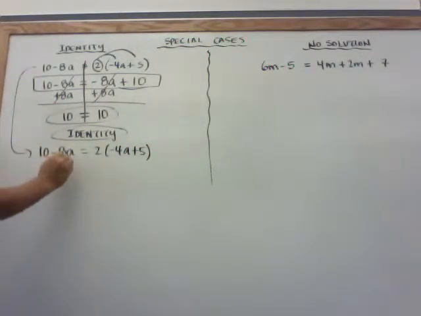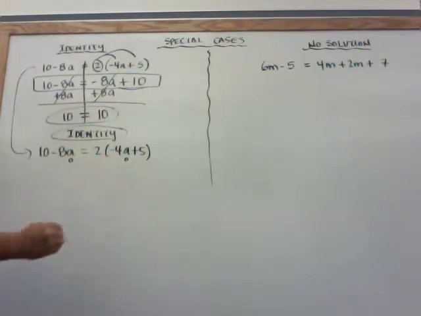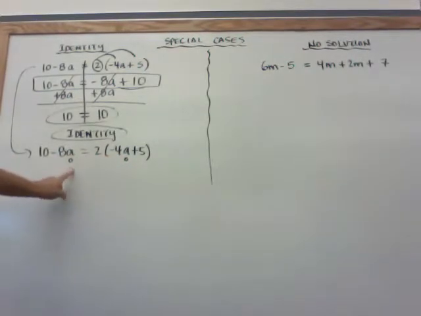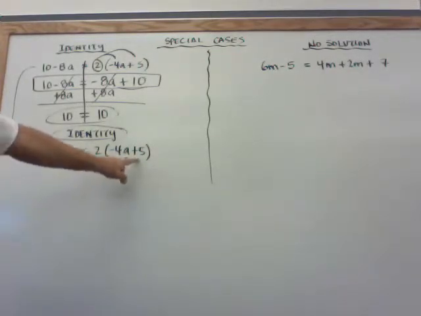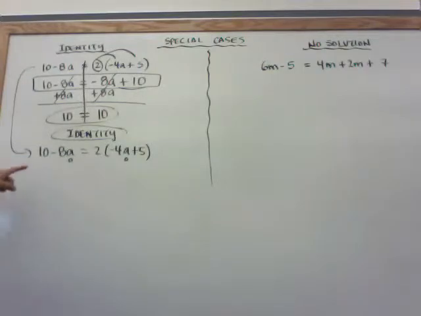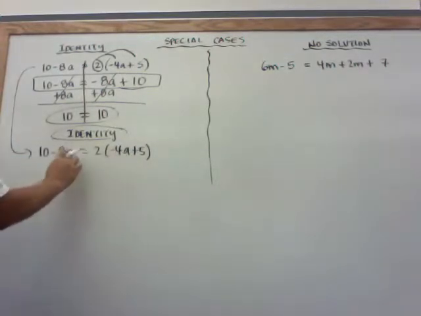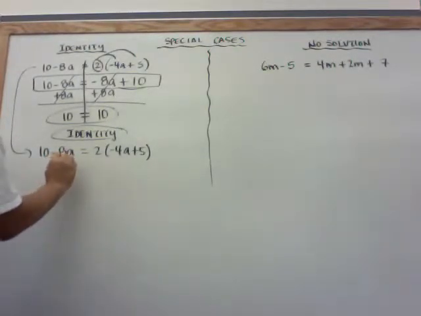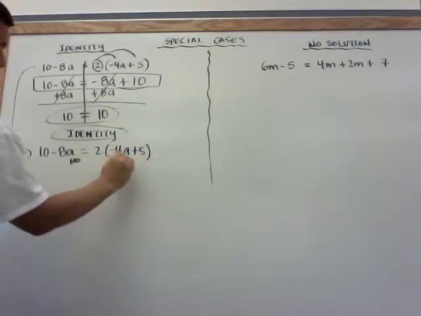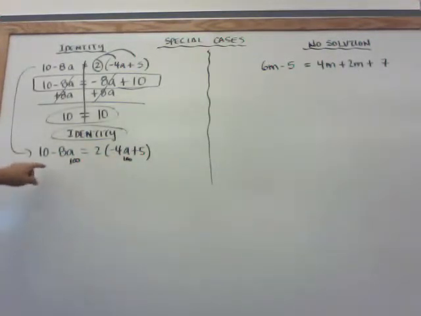No matter what number I put here, if I put a 0 here, 10 minus 0 is equal to, and if this is a 0, negative 4 times 0 is 0 plus 5. So 2 times 5 is 10. So 10 was equal to 10. I know that was hard to see, but no matter what number I put in for a, I could put 10 in for a, or I could put 100 in for a, it would still come out the same because this side is equal to this side. So it'll always be true.